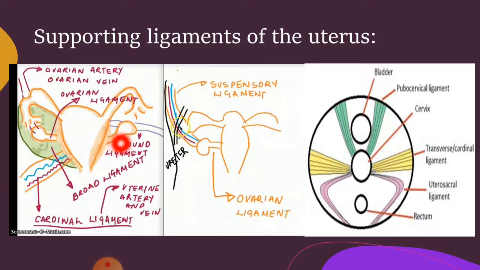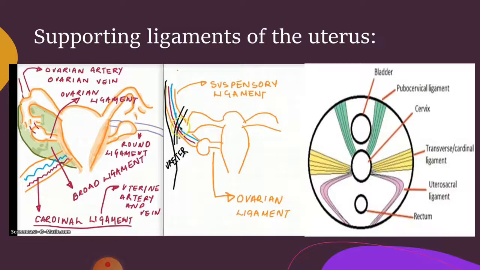Once again, this is the round ligament, and this is basically a band of fibrous tissue that will be lying between the two layers of the broad ligament, and that will be present just like the broad ligament on both sides, and they will pass to the sides of the pelvis. Then through the inguinal canal they will end by fusing with the labia majora.